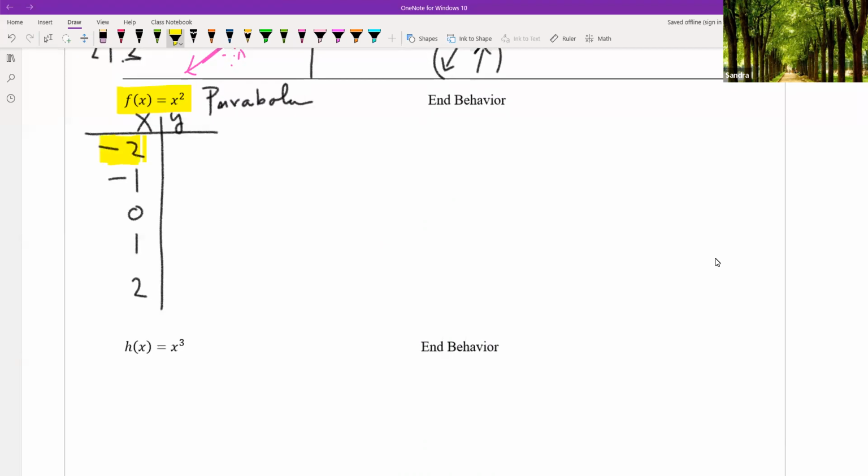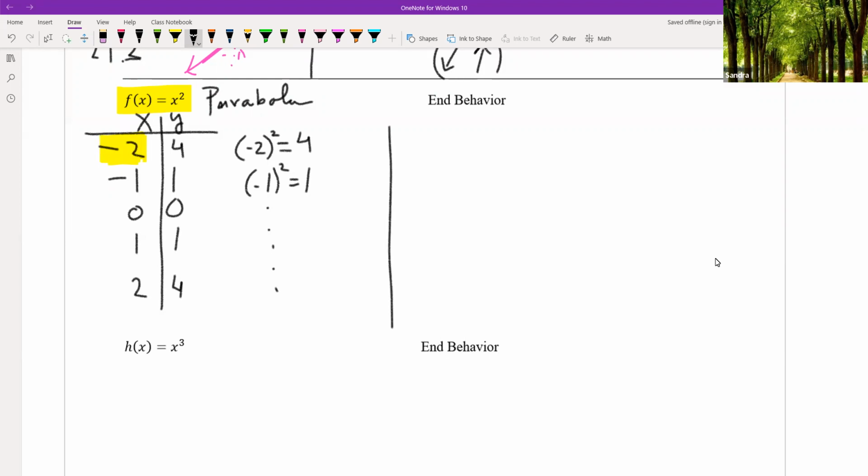I'm going to input a -2 into that square. So that would be a -2 squared. That would give me a 4. So this is a 4. Input a -1. -1 squared, that would give me a 1. Input the 0, that would be a 0. Input the 1, that would give me a 1. Input the 2, that would give me a 4.